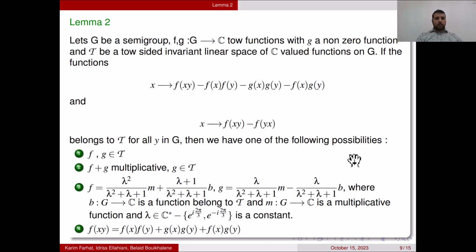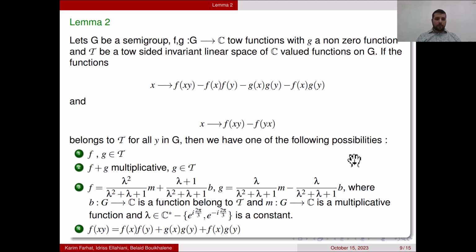Lemma 2. Let G be a semigroup, f and g two functions defined on G to C, with g a non-zero function, and T a two-sided invariant linear space of C-valued functions on G. If the function x to f(xy) minus f(x)f(y) minus g(x)g(y) minus f(x)g(y), and the function x to f(xy) minus f(yx), belong to T for all y in G, then we have one of the following possibilities.